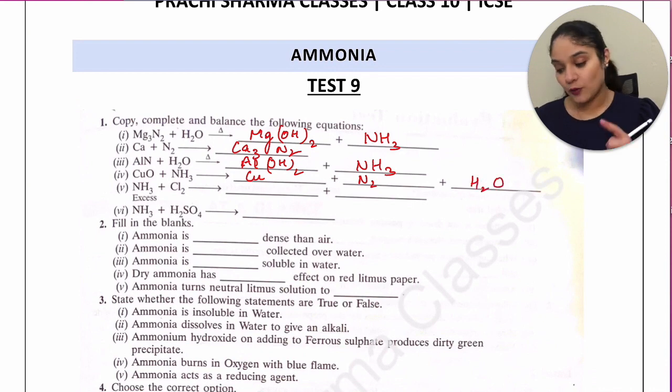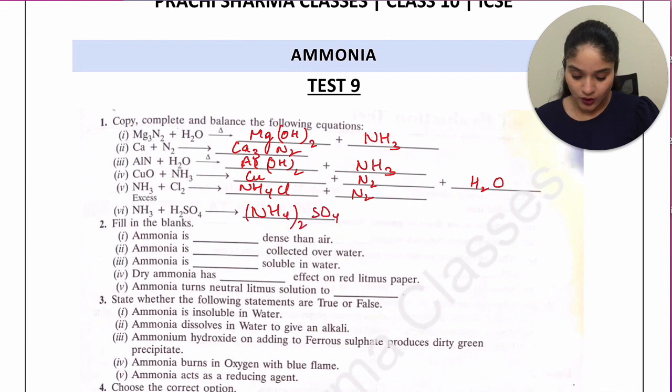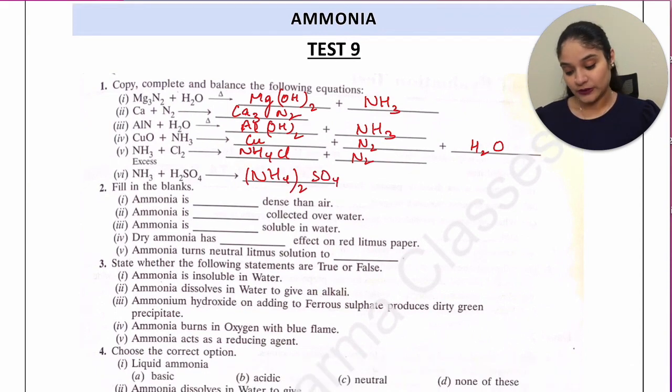Then we have ammonia with chlorine. Now in this, ammonia is in excess. So when we have ammonia in excess, we get NH4Cl, that is ammonium chloride plus nitrogen gas. So NH4Cl plus nitrogen gas. Now ammonia plus H2SO4 will give you (NH4)2SO4. Now these equations were directly from the properties of ammonia.